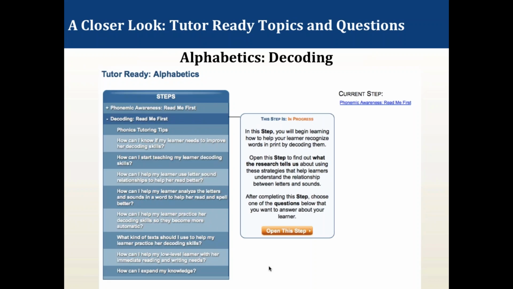In decoding: how can I know if my learner needs to improve her decoding skills? How can I start teaching my learner decoding skills? How can I help my learner use letter-sound relationships to help her read better? How can I help my learner analyze the letters and sounds in a word to help her read and spell better? How can I help my learner practice her decoding skills so they become more automatic? What kind of texts should I use to help my learner practice her decoding skills? How can I help my low-level learner with her immediate reading and writing needs?